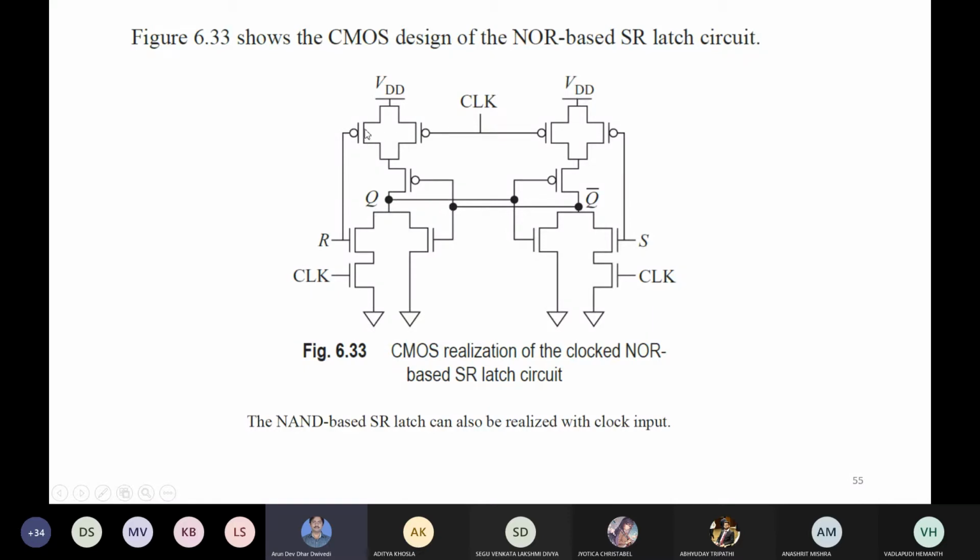And the other transistor, this one and this one in series, was without any clock. This transistor and this transistor, only the two transistors were there. But because here you are adding clock, in the pull-up network also clock is added, but it is in parallel. And the similar situation here we can see, the other NOR gate for the set input.